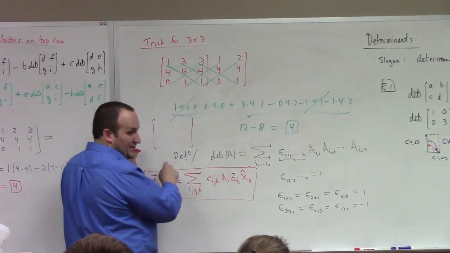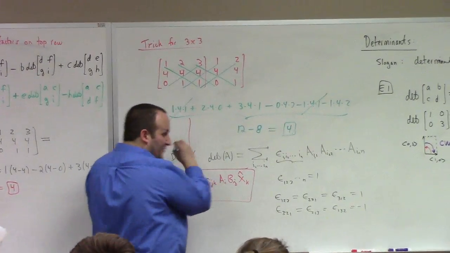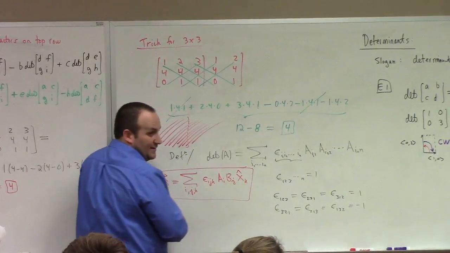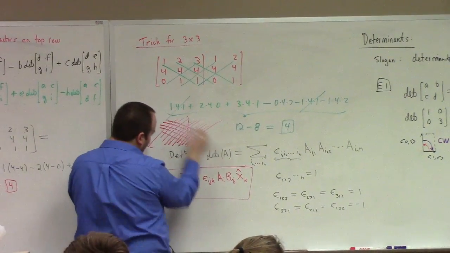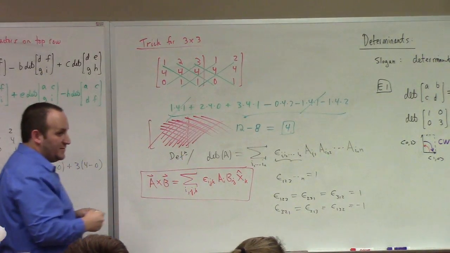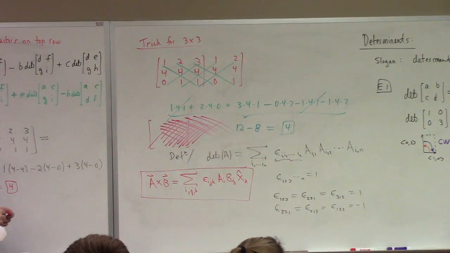If you had a 4 by 4 matrix, you'd have to find 12 lines like this, and 12 lines like this. And so no, there is no nice way to do it.